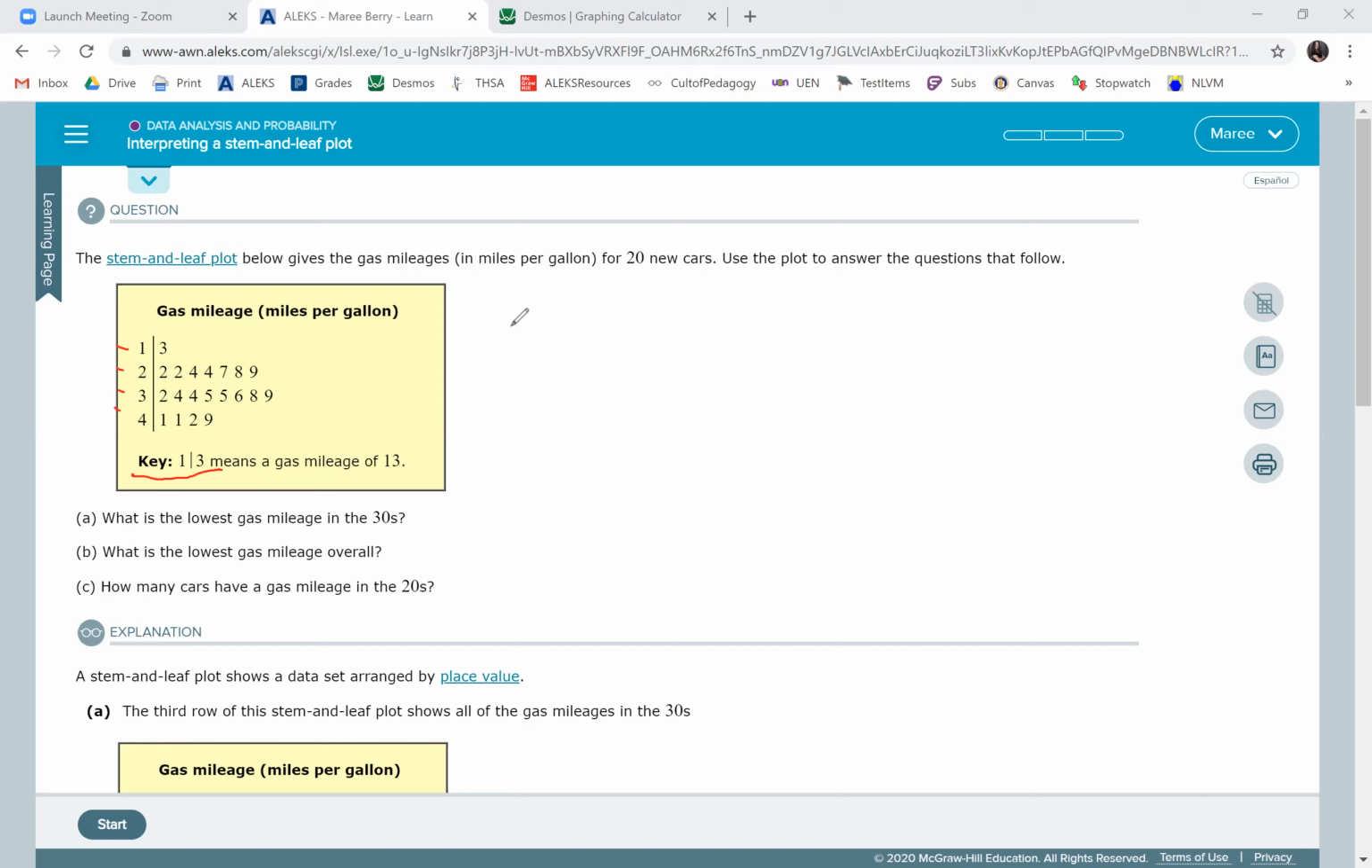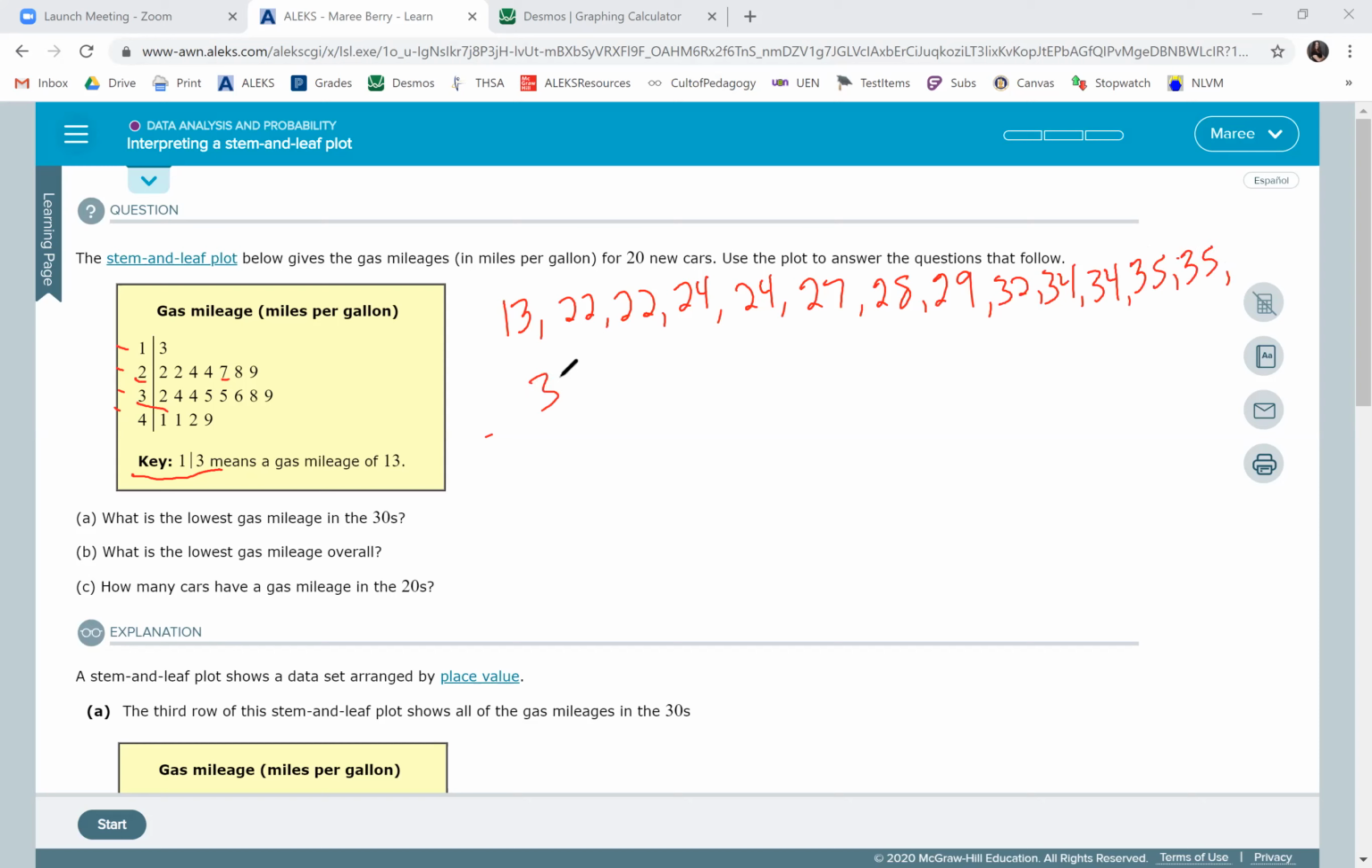It's like they're listing the numbers: 13, 22, 22, 24, 24. This 2 and the 7 means 27. The 2 and the 8 is 28, and then the 2 and the 9 is 29. And then it keeps going. We have 32, 34. There's two 34s. There's a 35. Oh, two 35s.